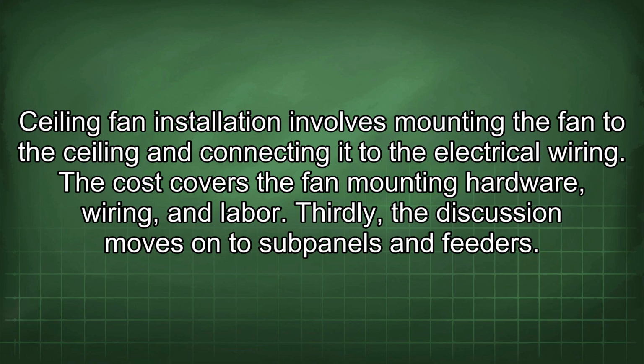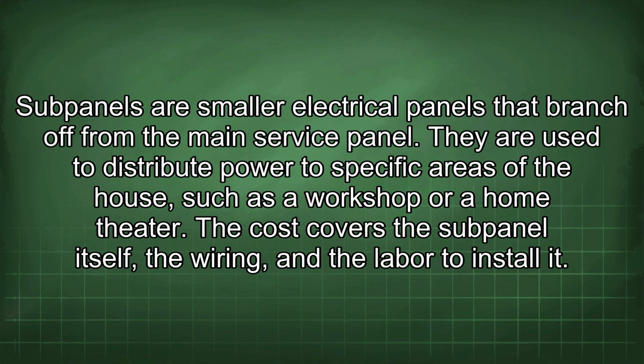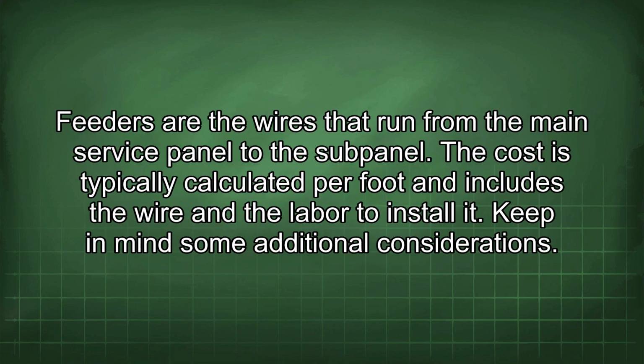Thirdly, the discussion moves on to subpanels and feeders. Subpanels are smaller electrical panels that branch off from the main service panel. They are used to distribute power to specific areas of the house, such as a workshop or a home theater. The cost covers the subpanel itself, the wiring, and the labor to install it. Feeders are the wires that run from the main service panel to the subpanel. The cost is typically calculated per foot and includes the wire and the labor to install it.